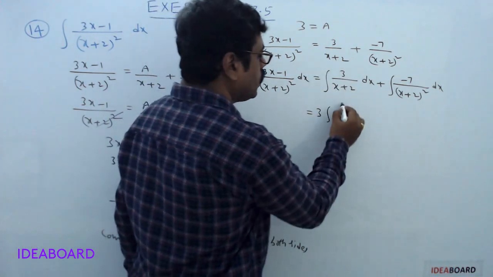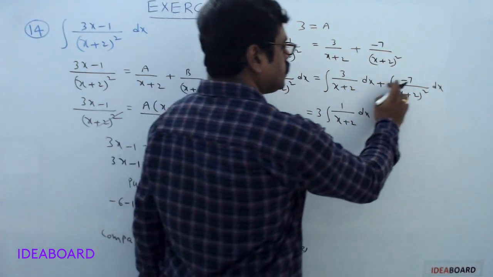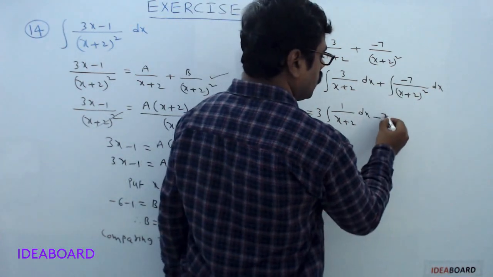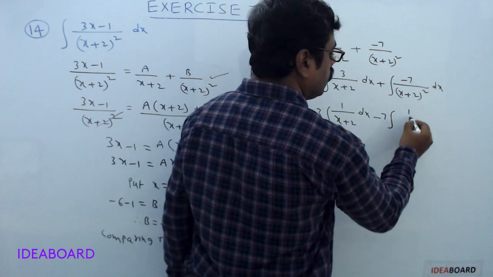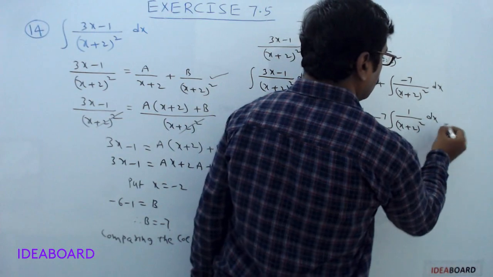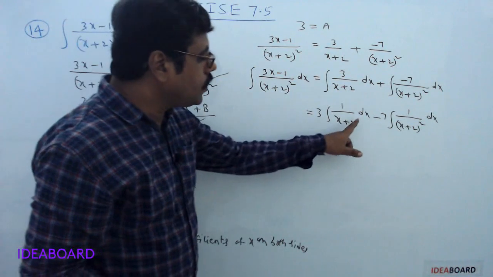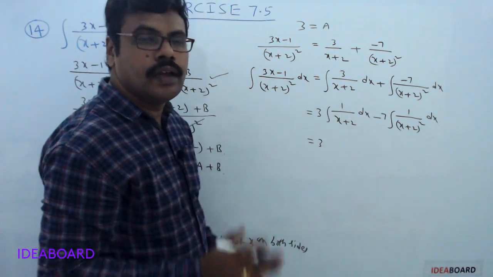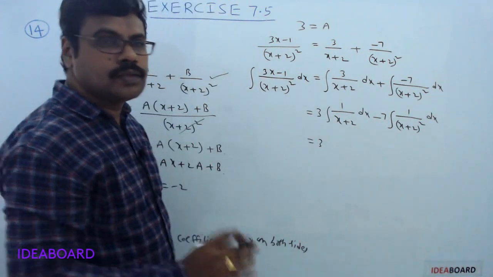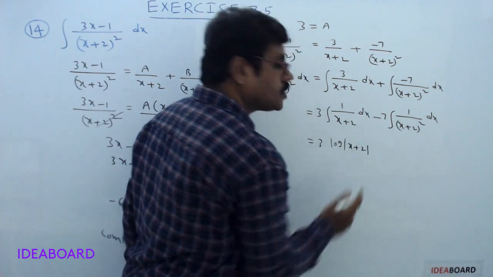3 into integral 1 divided by x plus 2 dx. Here, plus into minus, minus 7 is the constant term, you can take it outside of the integral. 7 into integral 1 divided by x plus 2 whole square dx. Now here it is 3 into derivative of x plus 2, which is 1. Clearly, derivative of denominator is its numerator. So, what is its value? Log of modulus of x plus 2.